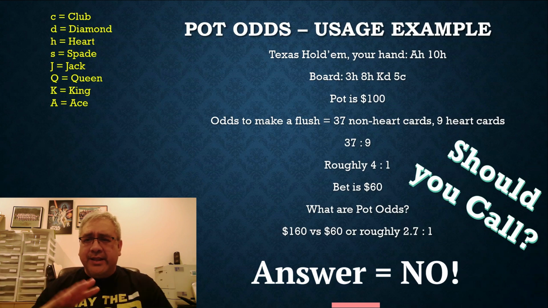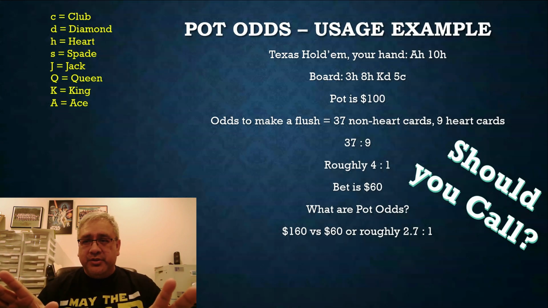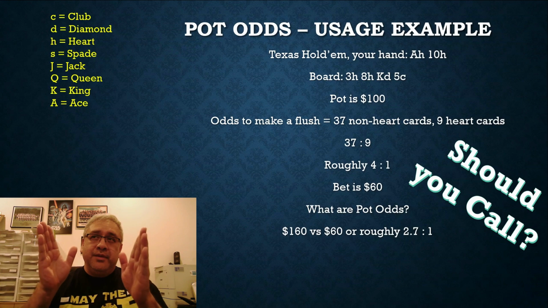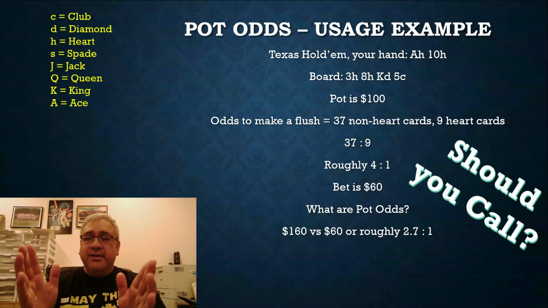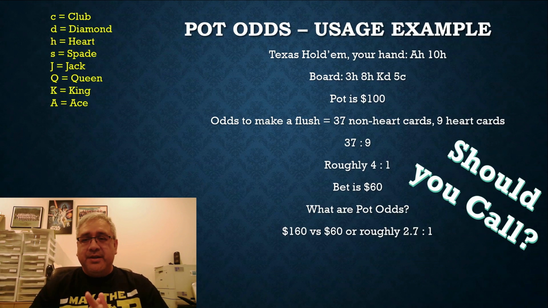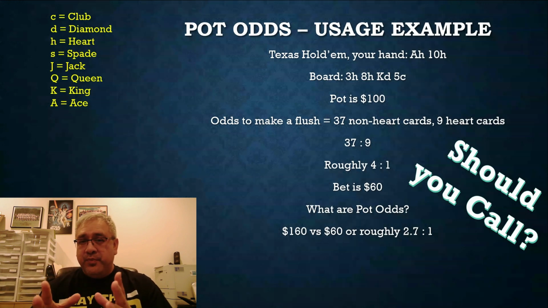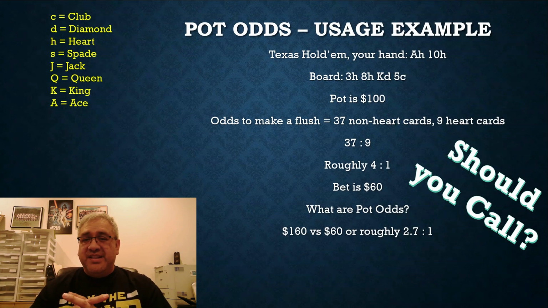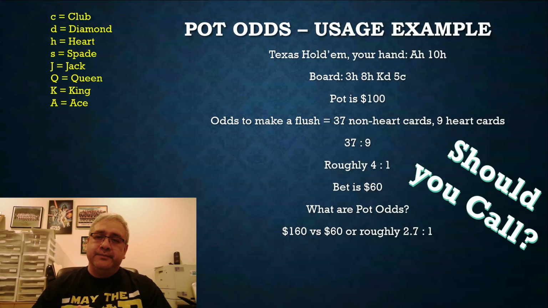Now, we're not taking into account anything else or any future action. We're just taking into account the very next card. There's only one more card to be dealt. In that particular situation, mathematically, it is a mistake to make the call here.